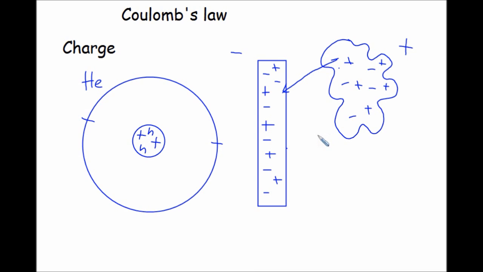Because if we take for an example a class full of chaotic students, even though there are a few students that are behaving, because most of the students are chaotic, we will say the class is chaotic. So even in this case, because there are more electrons than protons, we say it is now negatively charged. And in this case, because there are more protons than electrons, we say this object is positively charged.